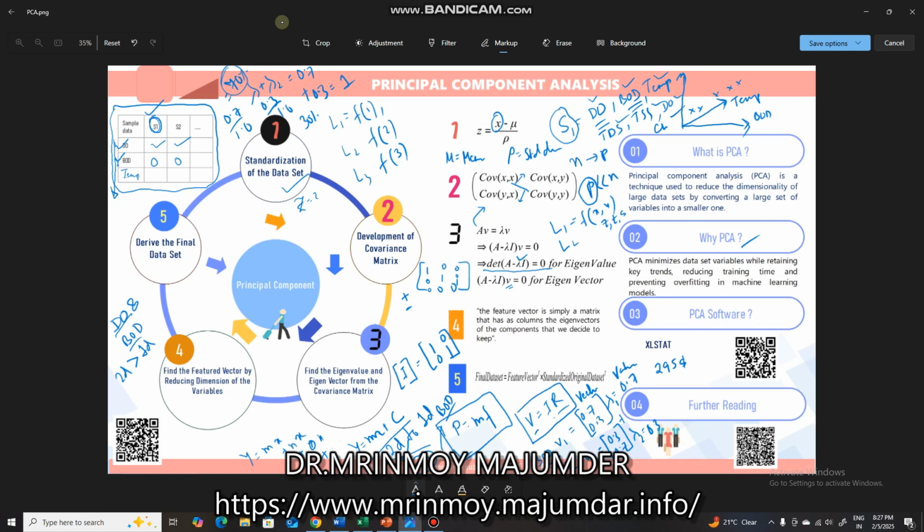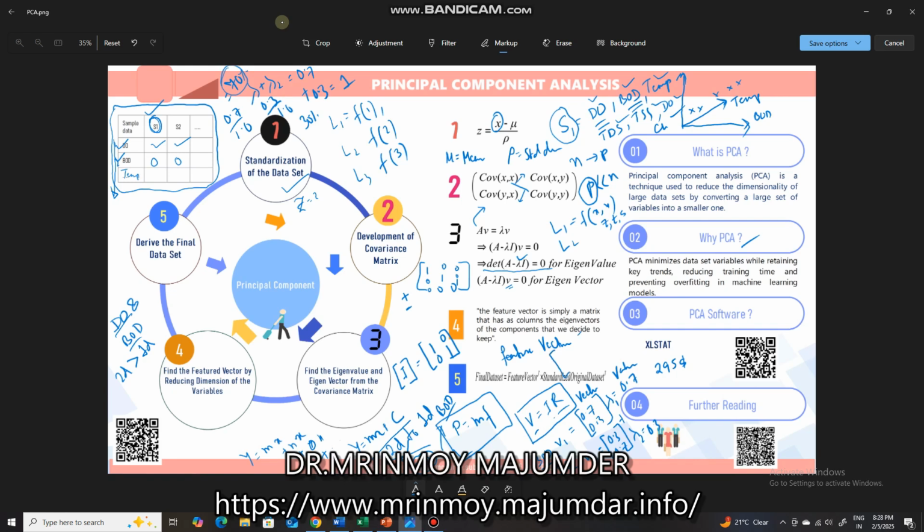Now, whenever I reduce this dimension, a new vector, or a new matrix, is formed, and that is known as the feature vector. This feature vector is nothing but a matrix that has as columns the eigenvectors of the components that we decide to keep. Right? So only those columns that we want to keep.